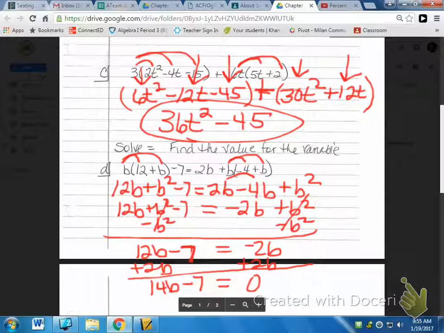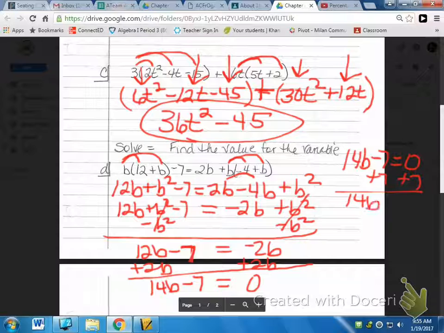0. Okay, I'm going to bring this back up here because I'm running out of space. 14b minus 7 equals 0. So my variable is on the left, I have to take that 7 over to the right. What would it be? Add 7. So 14b equals 7. Now what, Jared? Divide both sides by 14. So what's my final answer, Jared? 1/2.